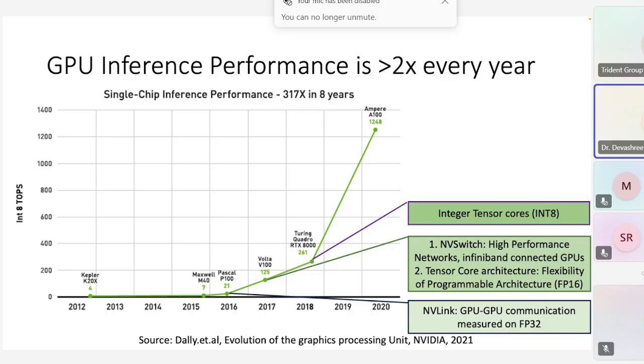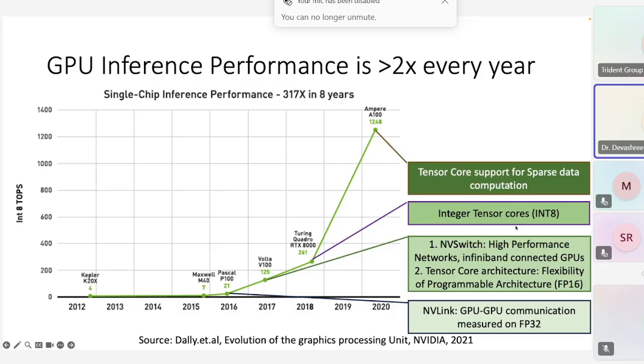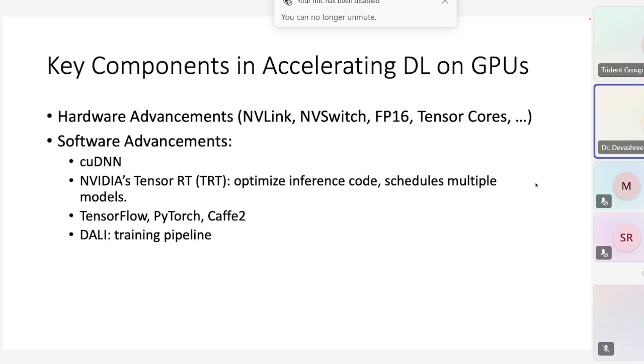And then we had support for the different data types in tensor cores. And then we had tensor core support for sparse data computation. Many of the AI models have sparse data, so for handling that, we need the tensor core support. So I'll basically end my talk here. There are lots of hardware advancements for accelerating deep learning models on the GPUs, and there are also software advancements that have aided this progress.